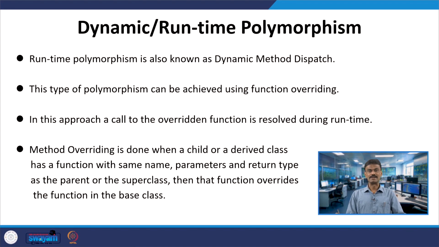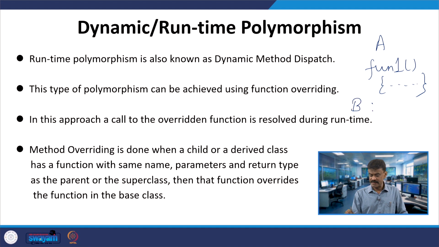The next concept is dynamic or runtime polymorphism, right. What do you mean by dynamic or runtime polymorphism? Here we talked about compile time polymorphism, where during compilation time it is decided which function will be chosen. In this case, since we have already studied inheritance, suppose you have class A, which has a function, let us say function 1, with something defined. And class B is inheriting class A, let us say publicly, and that is also having function 1, alright.